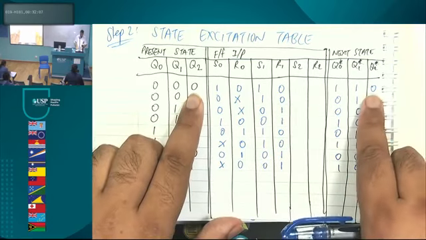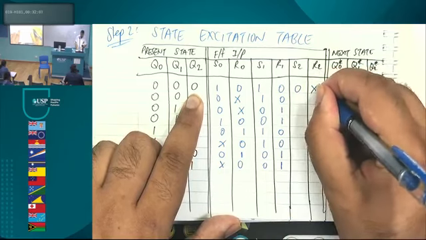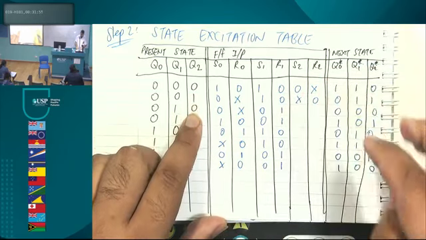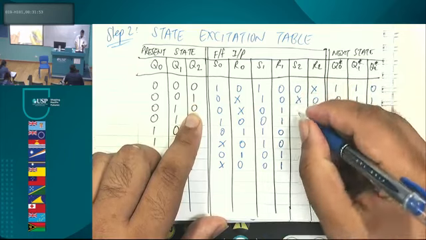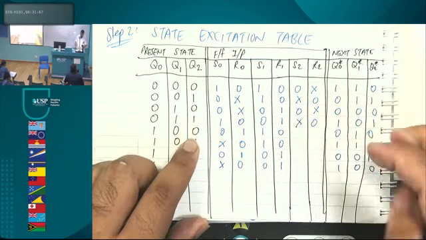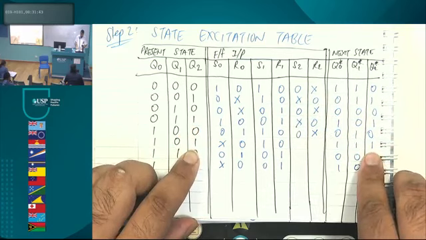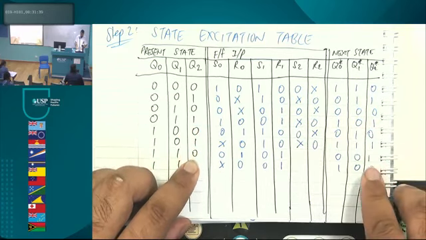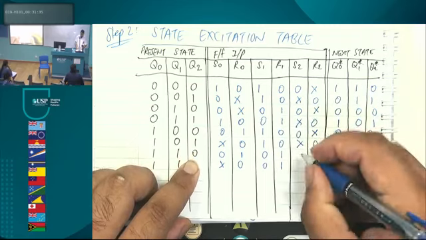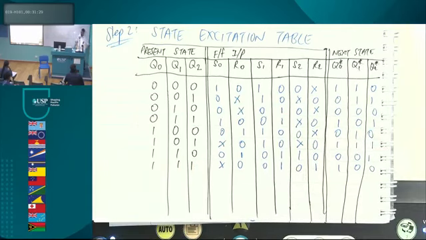Okay, let's move to Q2. 0, 0. 1, 0, 1, 1. 0, 0. 1, 1. 0, 0. 1, 1. 0, 1. 0, 1. 1, 0. Okay, now that's our state table.